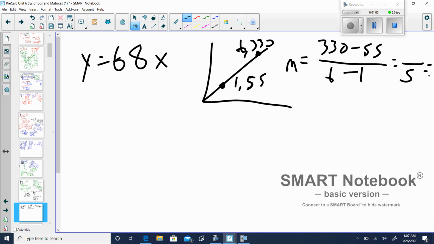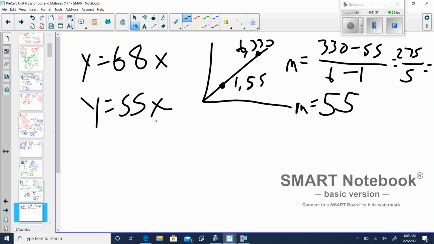Let's see here, 330 take away 55, so 275, and 5 goes into 275 that's going to be 55 times. So our slope is 55 on the second part of the trip, and our equation is going to be y equals 55x.